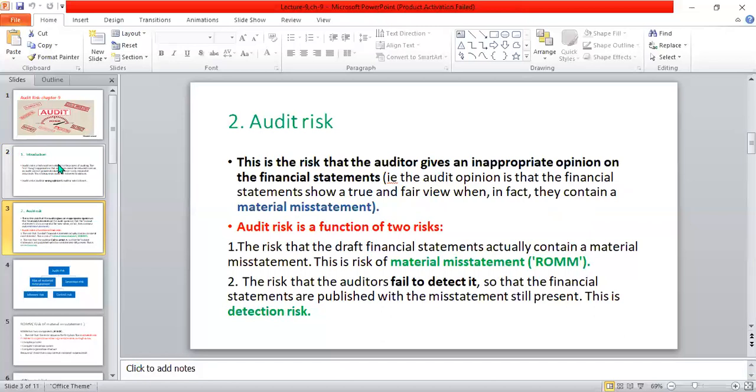In the second point, the auditor fails to find the material misstatement, and because of failing to detect the misstatement, the material misstatement is still present in the public report. So this is called the detection risk. The auditor is unable to find it.